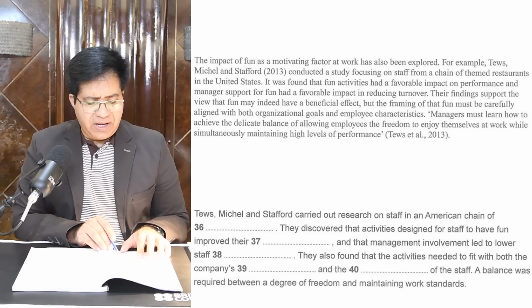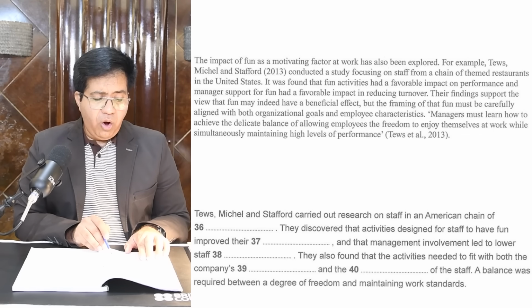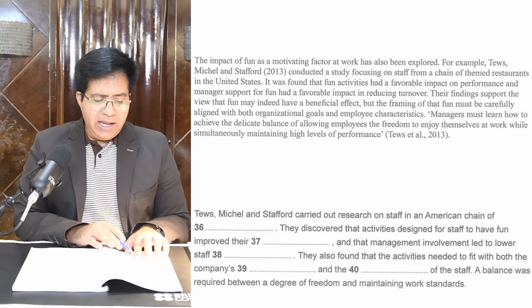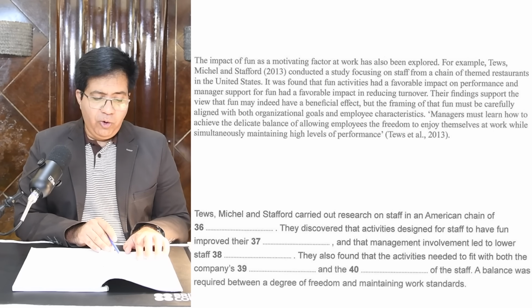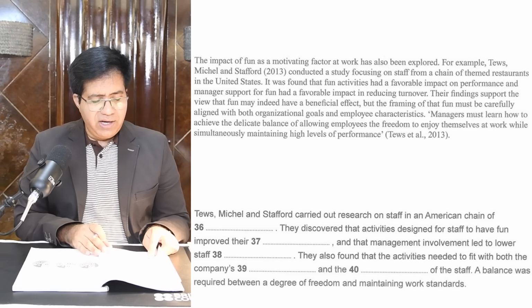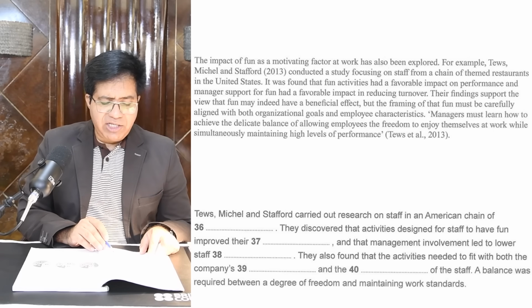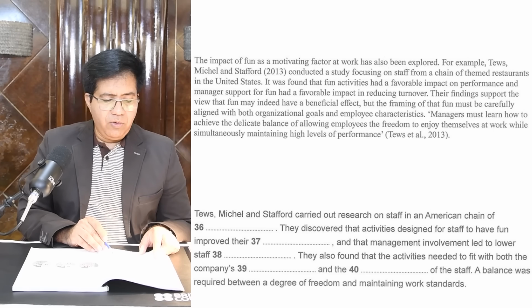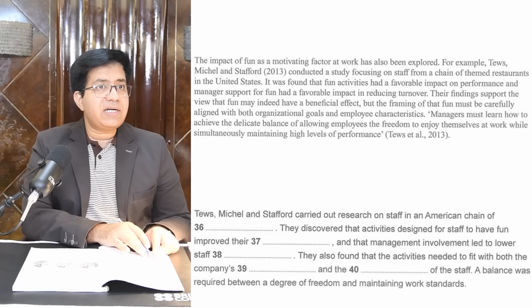But the framing of that fun must be carefully aligned with both organizational goals and employee characteristics. What are the answers? Goals and characteristics. Well done. One is goals and second is characteristics, and they have mentioned of the staff. Okay, they said organizational goal. For organizational, they use the word company.